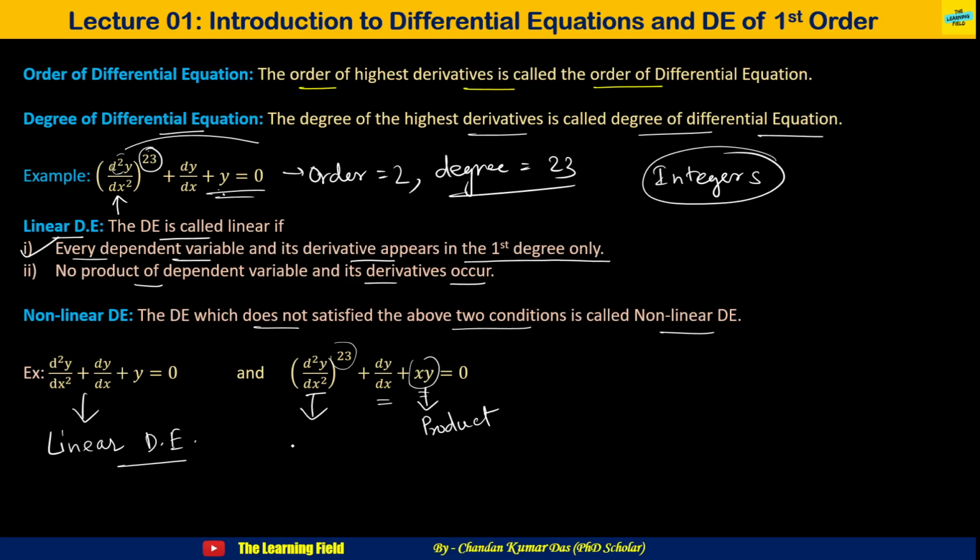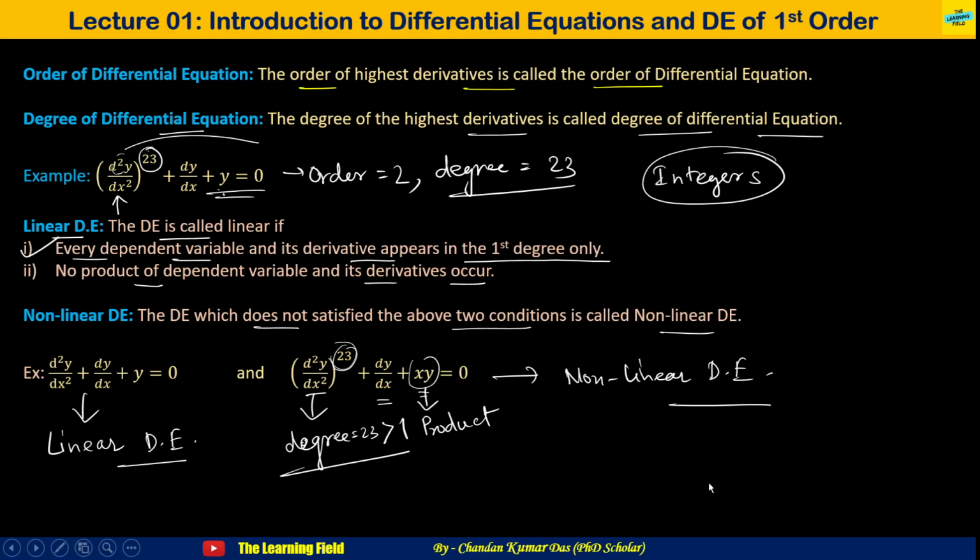And here also the power of the highest derivative, that is the degree of this function, is 23, which is strictly greater than 1. That means this is not a linear differential equation. So this is an example of a non-linear differential equation.